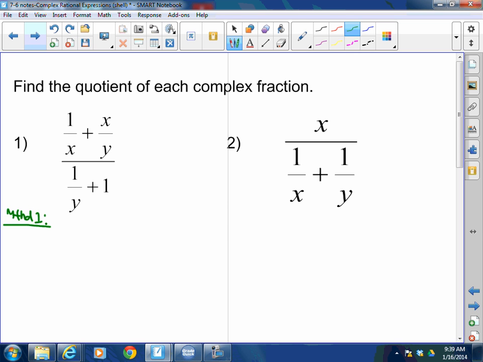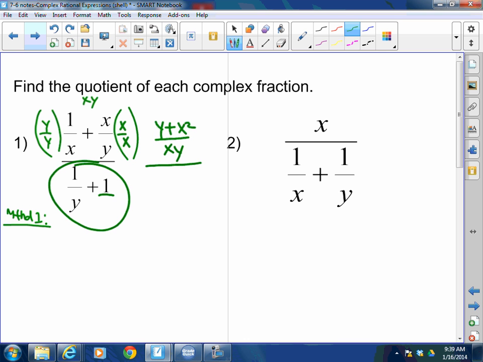So method 1. Okay, what's my LCD for this numerator here? What do I got to multiply to the top and the bottom here? Okay, y here, and over here, x. So I'm going to get y plus x squared over xy. Down here, what's my common denominator? Y, so I got to multiply this by a y over y, giving me 1 plus y over y.